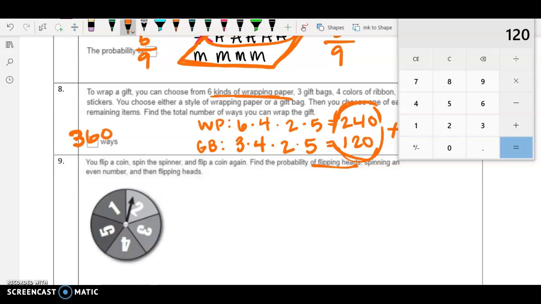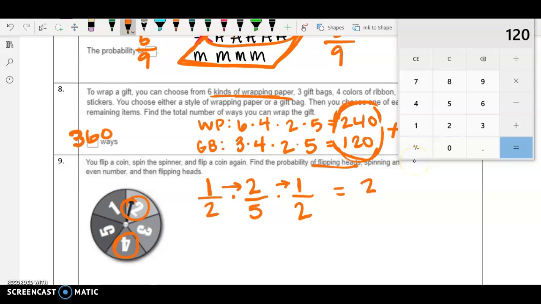So if I flip heads, I have one side of the coin as heads out of 2 sides, times spinning an even number, I have 2 or 4 on this spinner, so I have 2 options out of 5. And then flipping heads again, I have 1 option out of 2. And so I'm going to multiply those straight across.